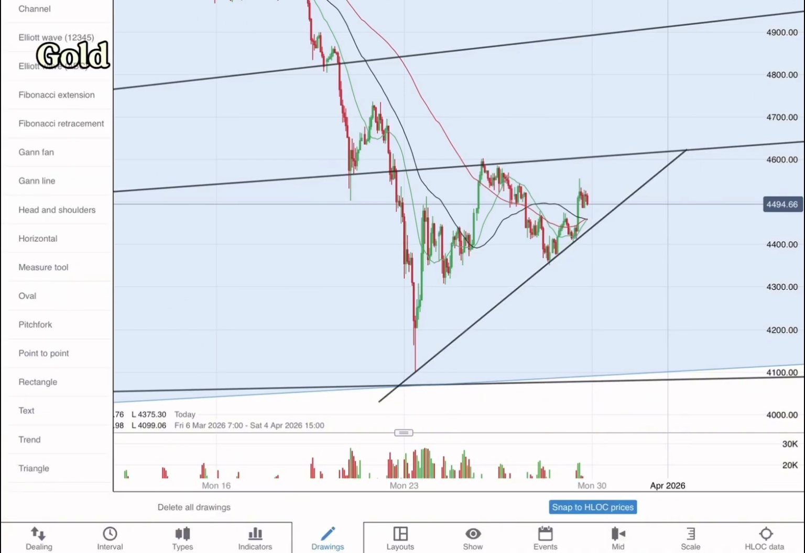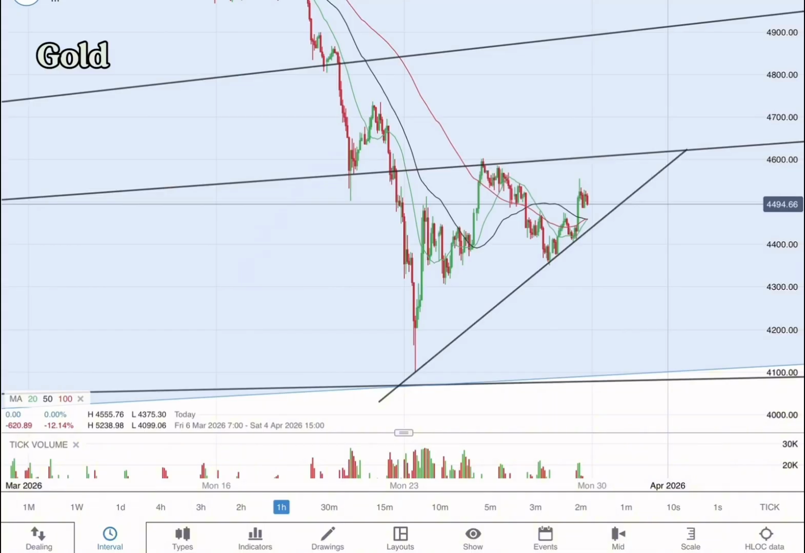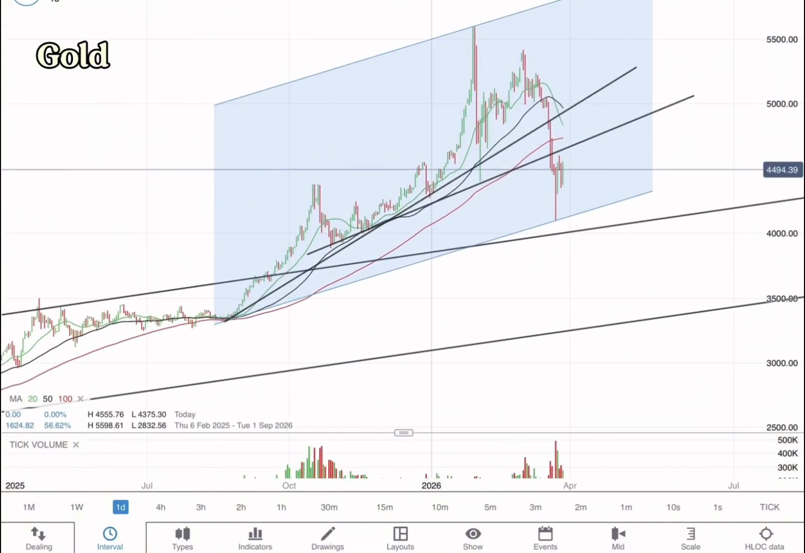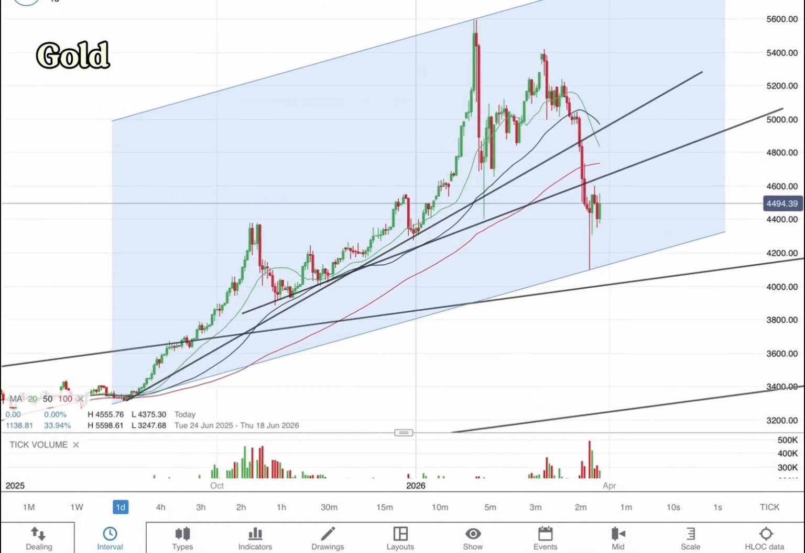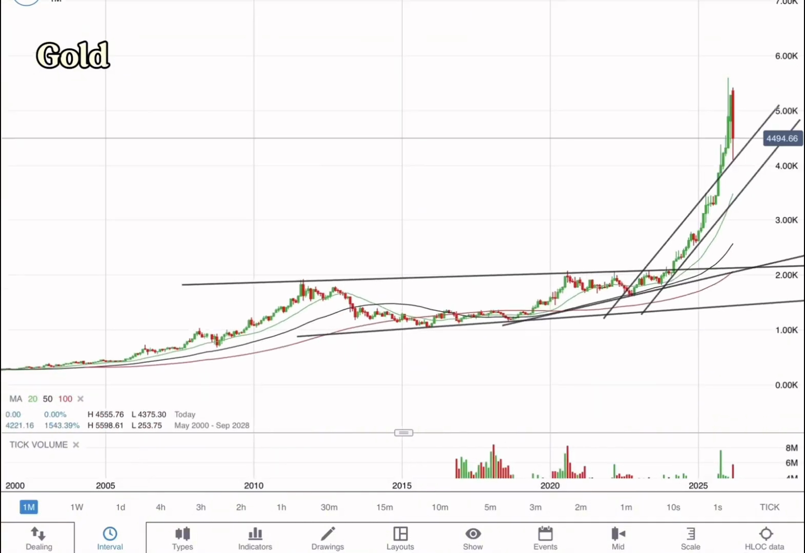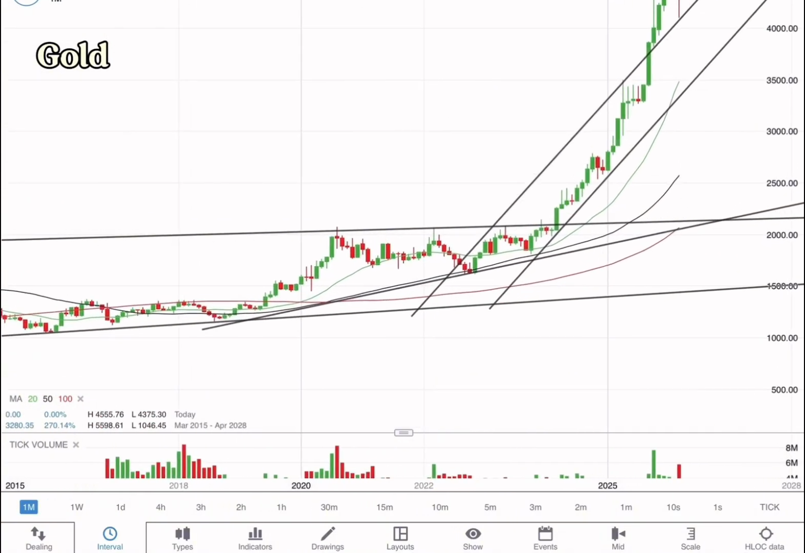Which way it's going to break, who knows? We just have to keep watching and keep seeing. It could break below that wedge, or it could break above it. So we'll keep an eye on it and see what happens. Quick recap of the daily view. Now on to the long-term monthly view again.